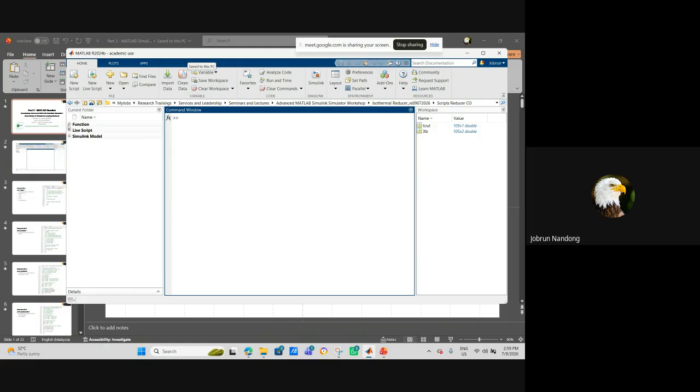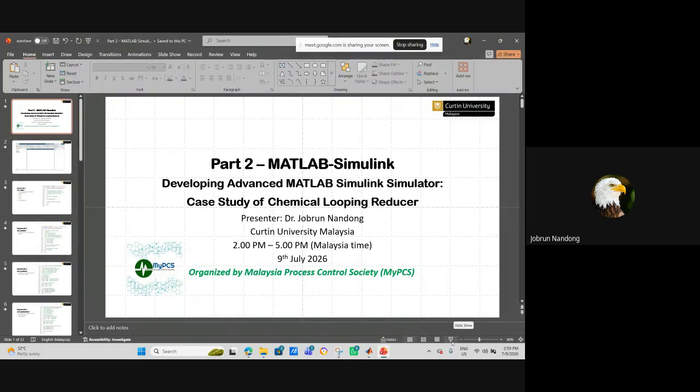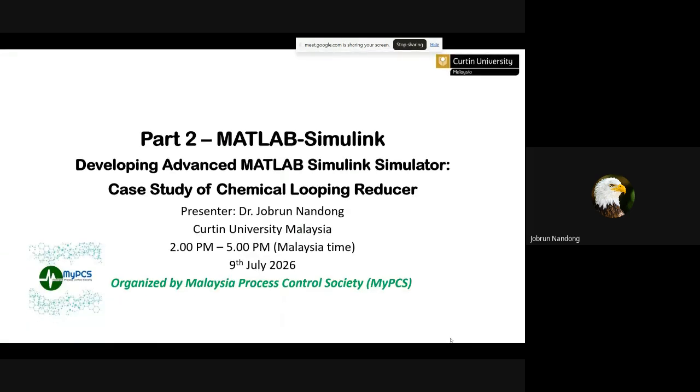So I already developed that function. What I'm going to do is let you write that function as well, and then you test whether it works or not. This is roughly what we have. I have prepared it just to make it easy to follow.